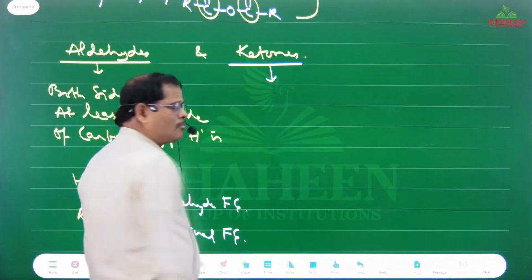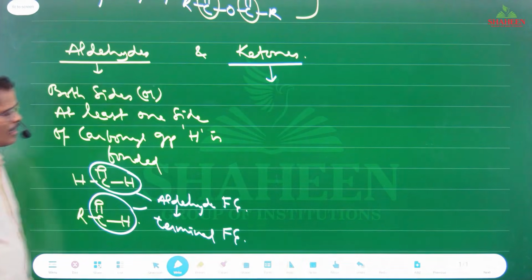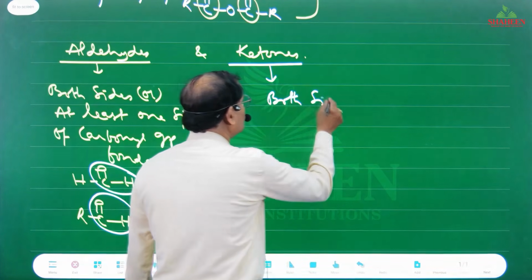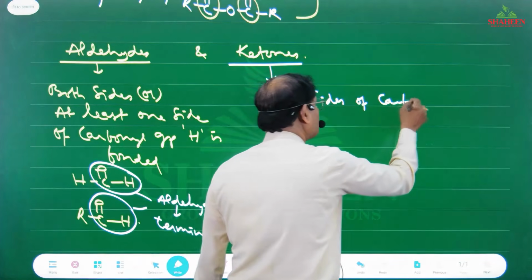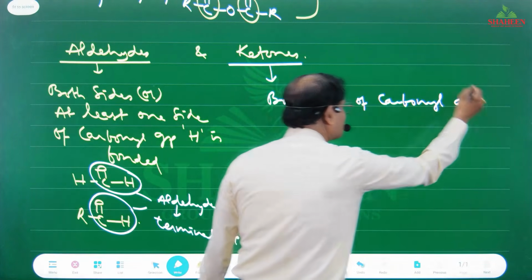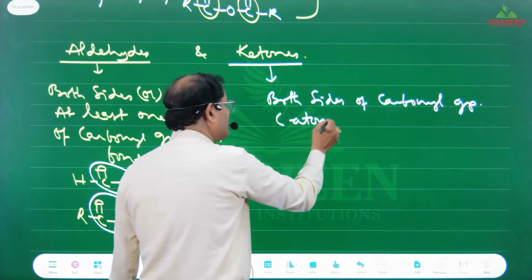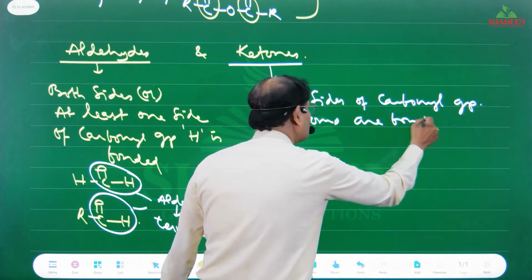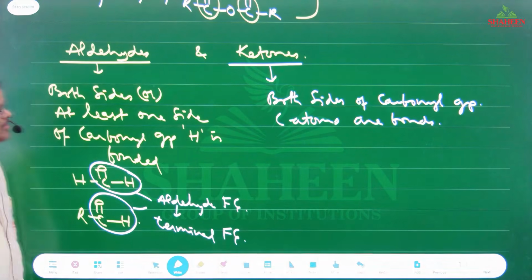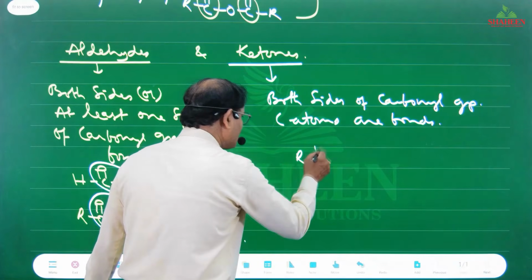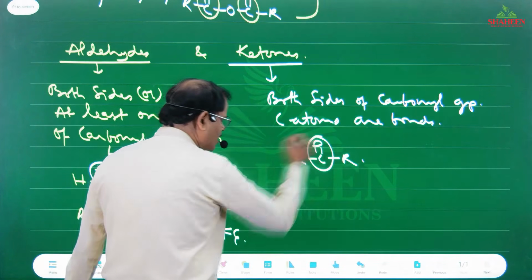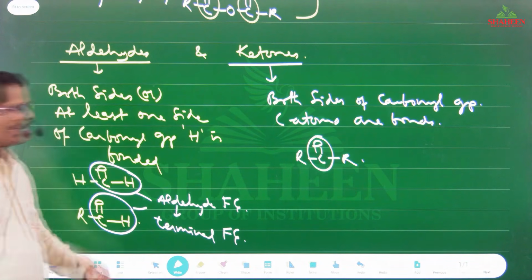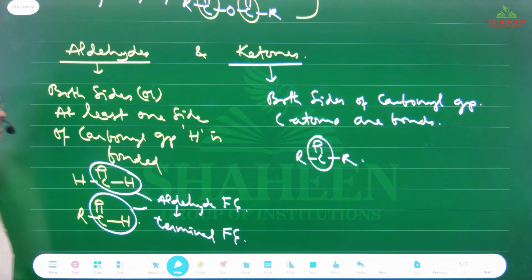In ketones, carbon atoms are bonded on both sides of the carbonyl group. When carbon atoms are bonded on both sides of the carbonyl group, they are called ketones. Here, this is the carbonyl group, and both sides have carbon atoms bonded. Because of that, they are treated as ketones. This is about aldehydes and ketones.